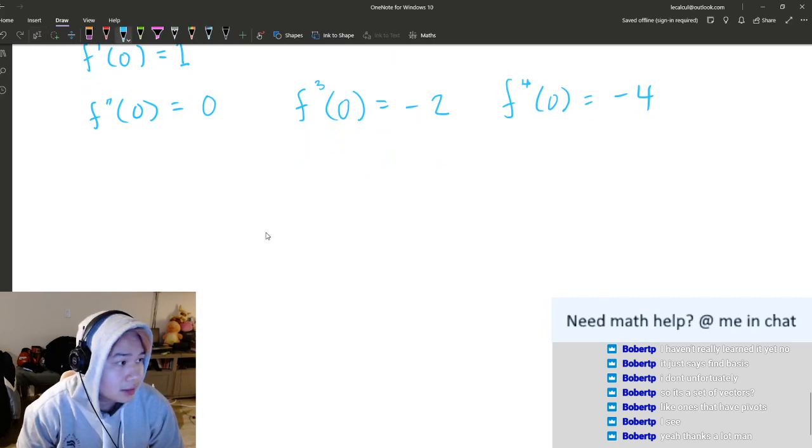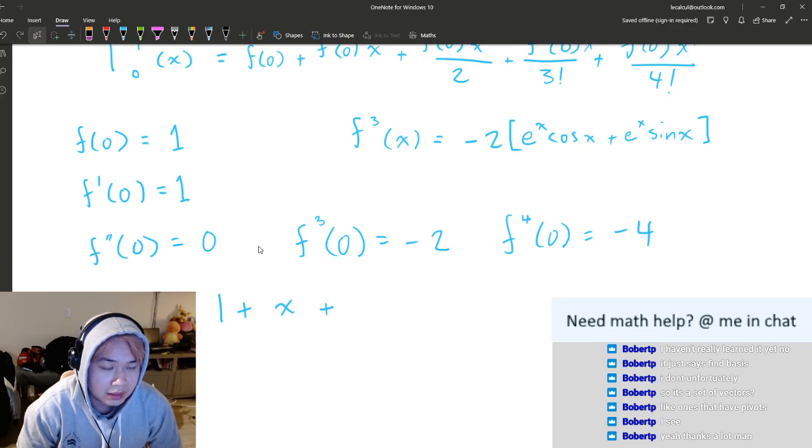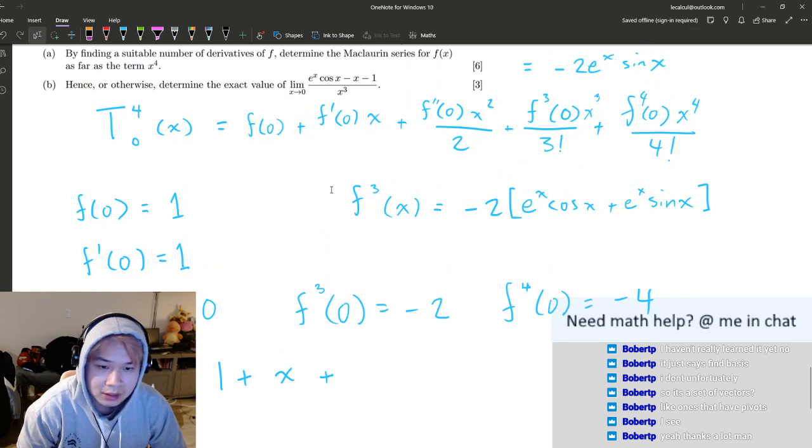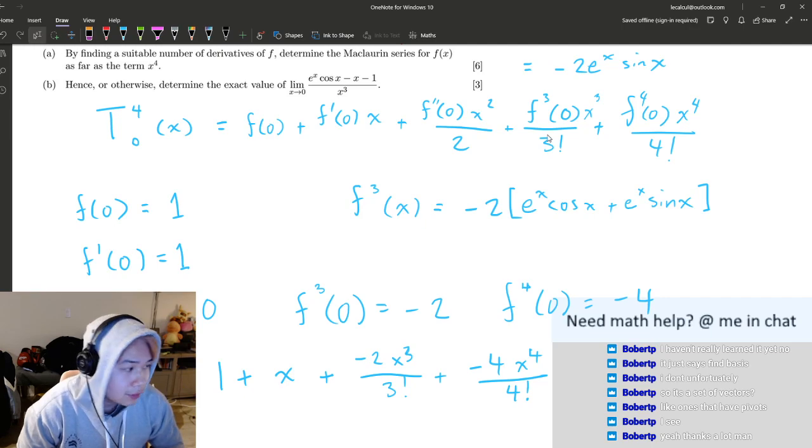So the Maclaurin series is 1 plus x plus, well, following the formula, this one's 0, this one is going to be -2x cubed over 3 factorial, and then -4x to the power of 4 over 4 factorial.